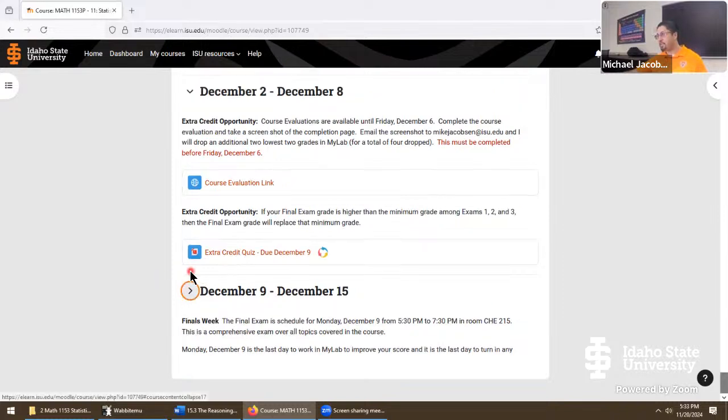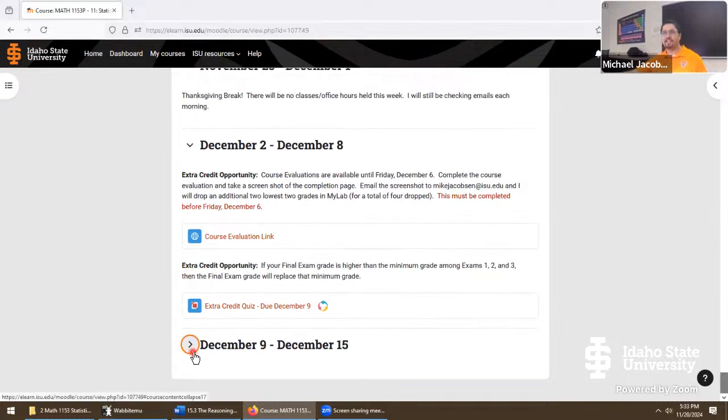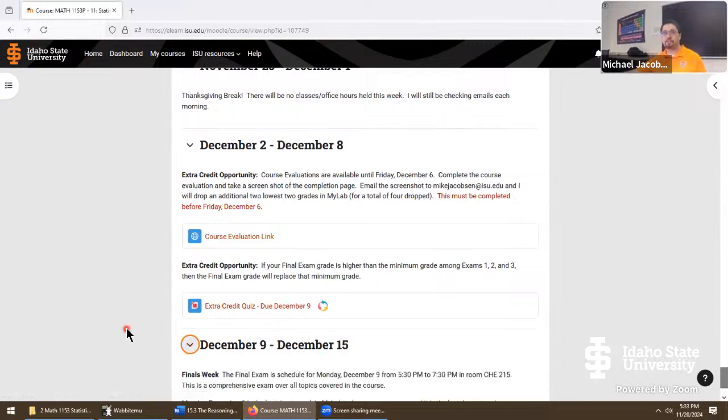And the information on the finals week, I figured out what I did wrong. I accidentally clicked on that, and it just hides the week. So you learn something new every day. Been using Moodle for like 20 years.